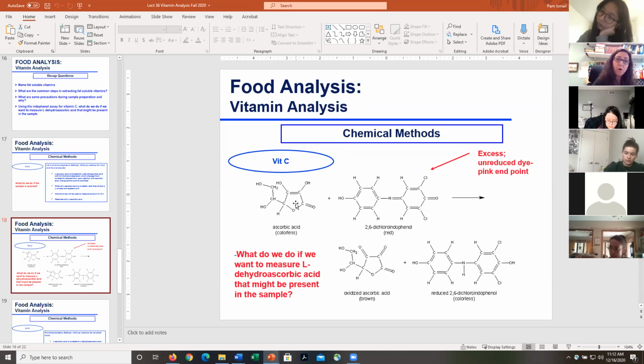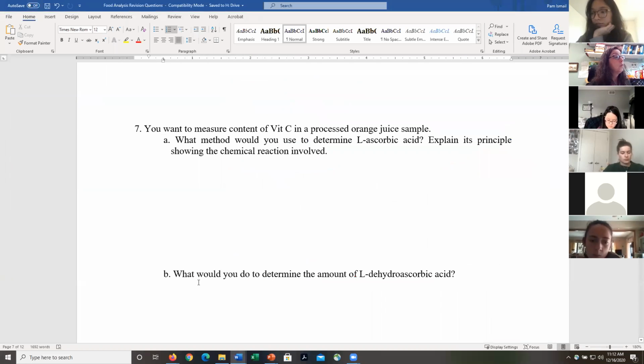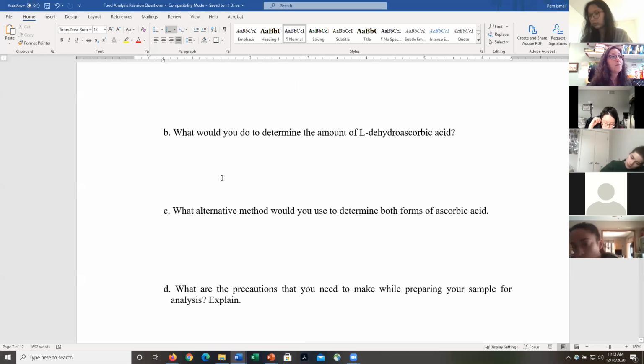You want to remember that some processing and storage may result in oxidation into dehydroascorbic acid, which is still bioactive, and you still want to be able to determine that. So what would you do to determine the amount of dehydroascorbic acid? Do you remember what we do? Do the same assay. You run it with the reducing agent. Yes. You add the reducing agent, all of the dehydroascorbic acid gets converted, and then you do the same assay again. So you do it without reducing and then with reducing, and the difference will be that.